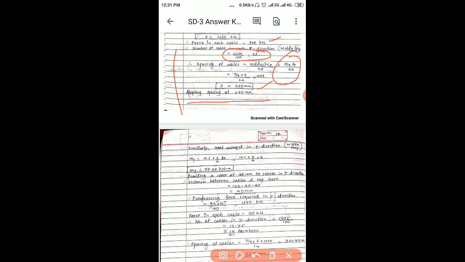Okay, it is very similar to the design of reinforced slab. Okay, is it clear?